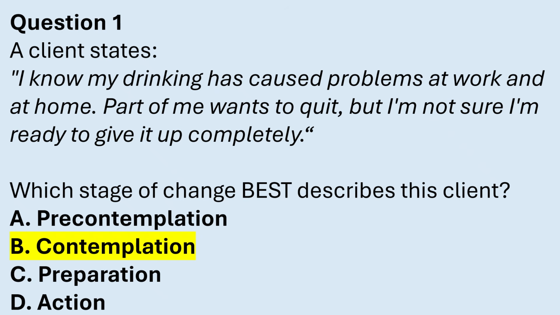A is incorrect because pre-contemplation is characterized by a lack of awareness or denial that a problem even exists. Clients in this stage often do not see a need for change and may minimize the impact of their behavior. C is incorrect because preparation involves a commitment to change and the development of a plan. D is incorrect because action occurs when the client is actively changing their behavior. Examples may include attending treatment, avoiding triggers, or stopping substance use altogether.